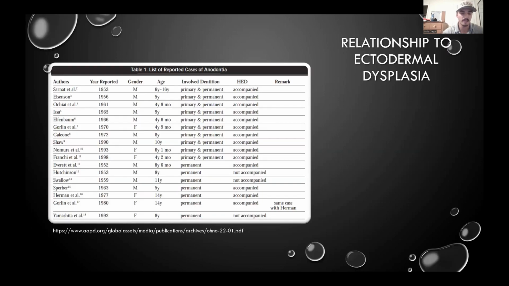Here's a table that shows a relationship between ectodermal dysplasia and anodontia, of course. There are 17 cases of anodontia. Out of those 17, 14 of the patients suffered from ectodermal dysplasia. So yeah, there's quite a bit of a relationship.